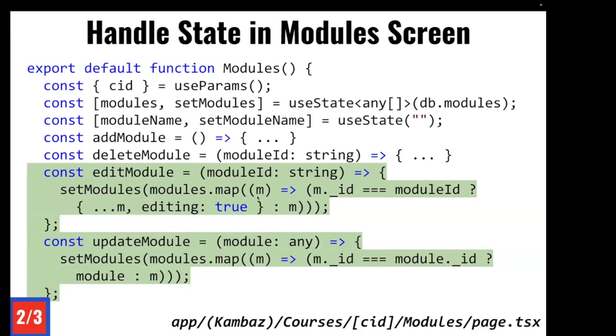And we're going to use this to drive the logic in the item, so that if this flag is true for that specific module, we're going to display an input field so that you can edit it. If there is no editing field or property, then we're not going to bother showing the input field. And then we're going to have update, right? When we save or click OK and we're done, we're going to pass in the latest version of the module, and we're going to replace it based on the ID of the module.